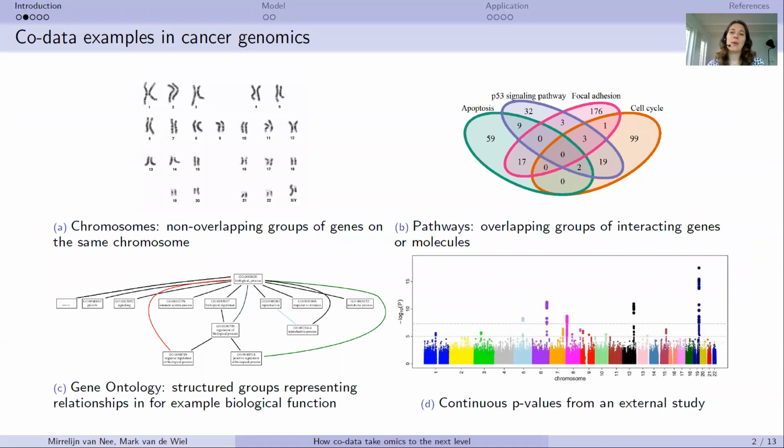Now, codata can come in all different shapes and types, and some examples in cancer genomics are the following four. So we have chromosomes, which are non-overlapping groups of genes on the same chromosome. You may have domain knowledge. So in biological domain knowledge, you have the concept of pathways and gene ontology. So then you have groups of genes that may be overlapping or structured. And you may have results from previous studies from which you can derive summary statistics like continuous p-values.